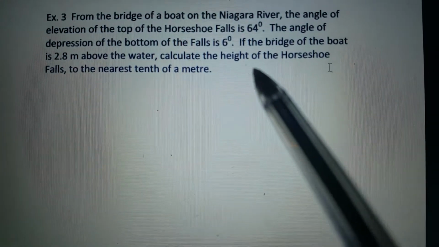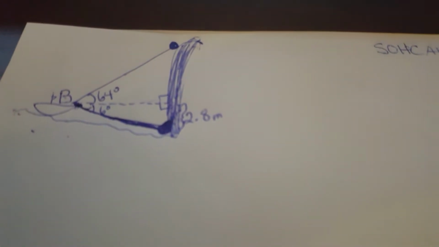So you know that the height of the bridge of the boat is 2.8 meters above the water. They tell you that in the question, right? That means that this length here, from this horizontal down to the bottom of the falls, is 2.8. That little piece there. So from the horizontal to the bottom is 2.8. So what I really want is from the horizontal up to the top. So I'll mark that off as side X.